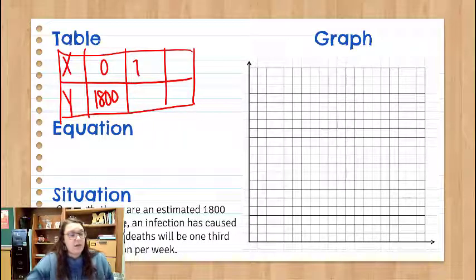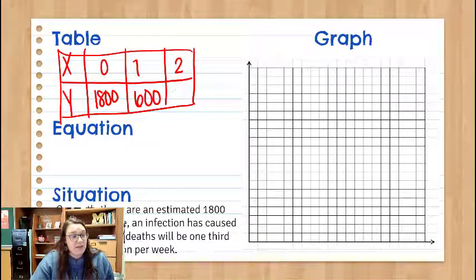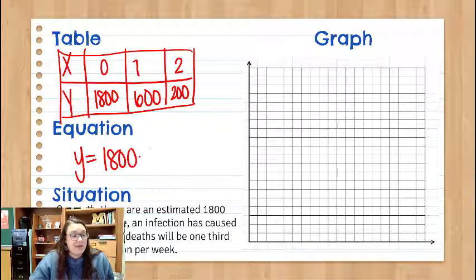On day 1, it got cut in thirds, so really we're dividing by 3. That'd be 600, and then if we divide by 3 again, I'd only have 200. My equation I can write now from my graph, it'd be y equals, starting at 1,800, and then getting cut in thirds would be multiplying by 1/3 for every x.